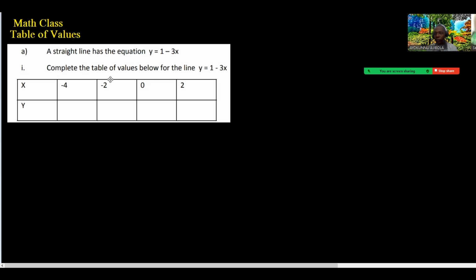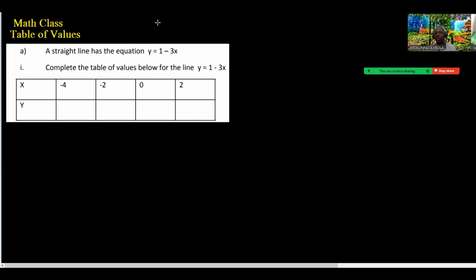Something like this. It says a straight line has the equation y equal to 1 minus 3x. Y is the output, while x is going to be the input. Is that clear? So whatever value of x that we have as the input is what's going to determine the value of y. So please don't write anything, just listen so that you can get the full understanding. Like these are the output, okay?